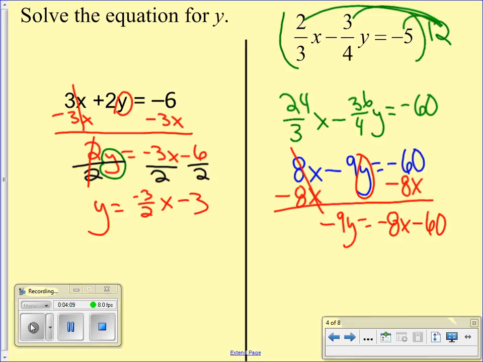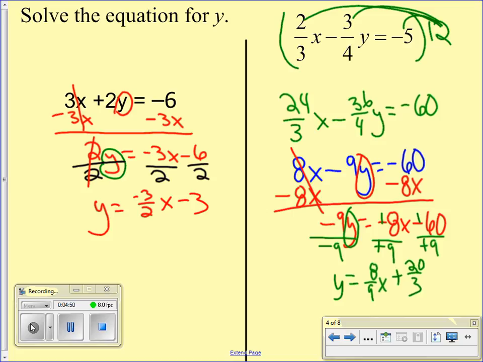I still don't want to touch the y, but I can divide by negative 9 on both sides, dividing everything on the right-hand side by negative 9, so that I get y equals, I have solved for y. 8 and 9 don't reduce. The only thing that happens is it becomes positive, so I get 8 over 9 x. It's going to be plus. 60 doesn't divide evenly by 9, but I can reduce both numbers by 3 to get 20 over 3.